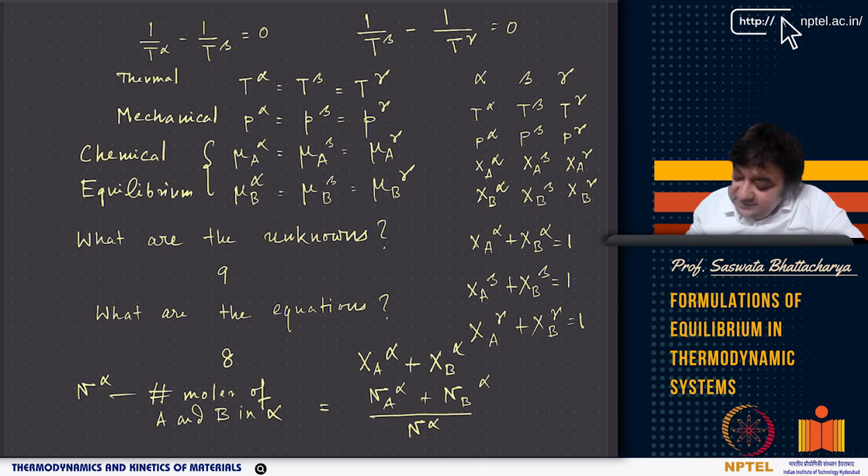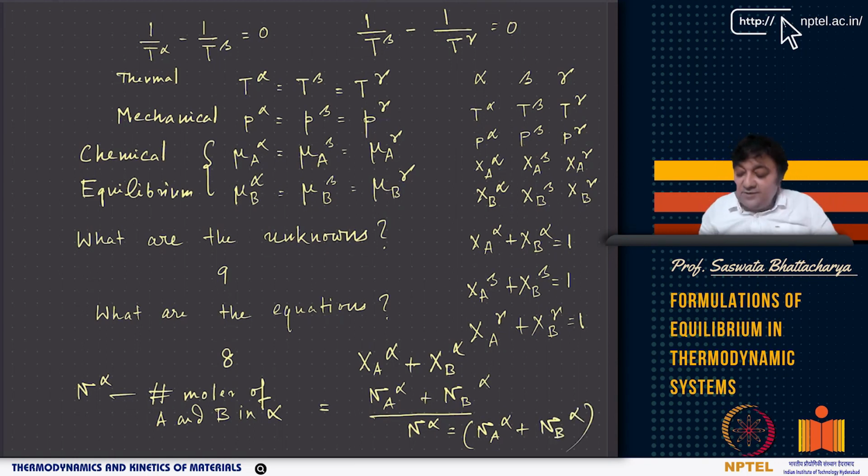Now, as you can see, for alpha subsystem, you have two components, and XA plus XB have to be equal to 1, right? You can immediately see, because N alpha is nothing but Na alpha plus NB alpha. So you have same denominator and numerator, which is basically going to be equal to 1, right?